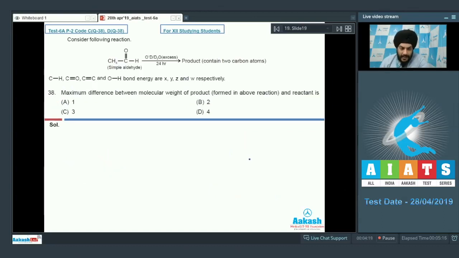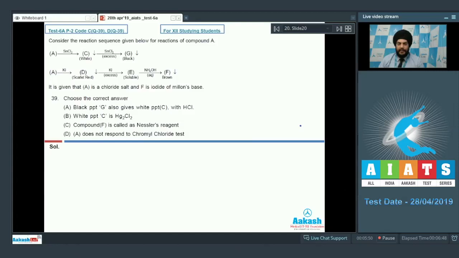Question number 38. Maximum difference between molecular weight of product formed in the above reaction and reactant is. If we talk about the reaction which is happening, we have three alpha hydrogens in this case, and all of these three alpha hydrogens shall be replaced by D present in the solution via the base catalyzed enolization. So students, the final product is expected to be CD3CHO. We can clearly see that the difference in the molar mass of the product and the reactant shall be equal to 3. So for this question, we have to select the correct answer as option C.